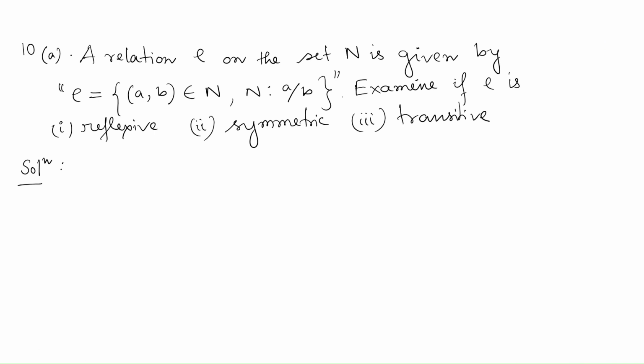Question 10a. A relation rho on the set N is given by rho equal (a, b) belongs to N, where a divides b. Examine if rho is number 1 reflexive, number 2 symmetric, number 3 transitive. Let us take (a, a) belongs to N. a divides a. Therefore, (a, a) belongs to rho. Hence, rho is reflexive.